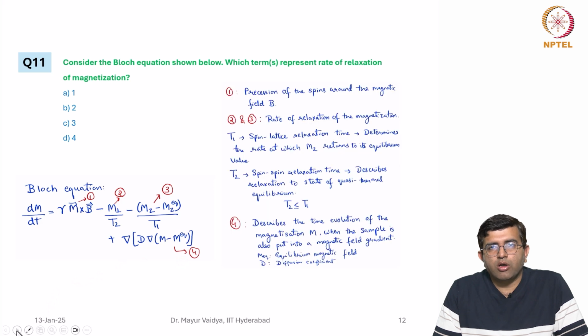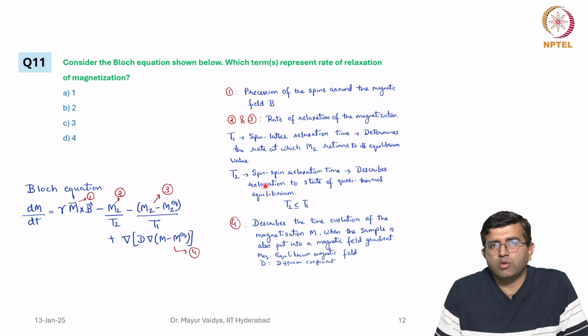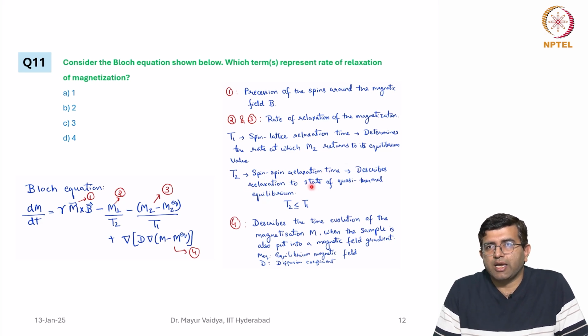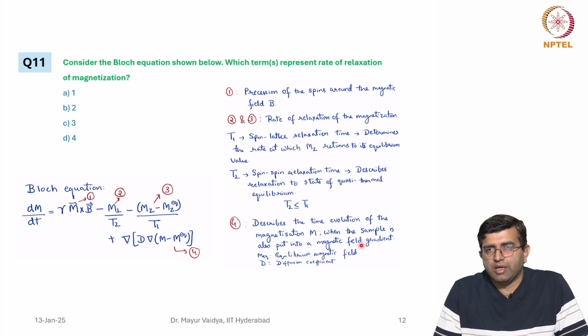The first term represents the precession of the spins around the magnetic field B. The second and third terms represent the rate of relaxation of magnetization. T1 denotes the spin lattice relaxation time, which determines the rate at which Mz returns to its equilibrium value. T2 represents the spin-spin relaxation time, which describes the relaxation to a state of quasi-thermal equilibrium. The fourth term describes the time evolution of the magnetization M when the sample is also put into a magnetic field gradient. So, if you remember the meaning of these terms, you will see that the second and third terms represent the relaxation rate of magnetization.